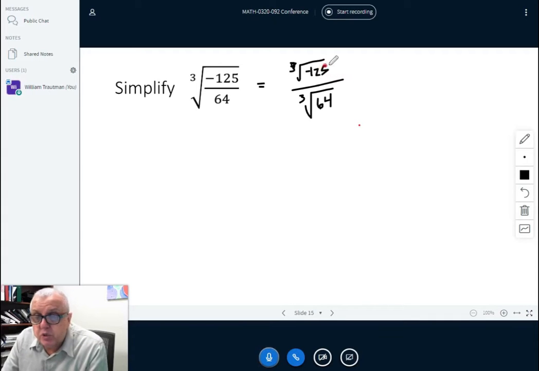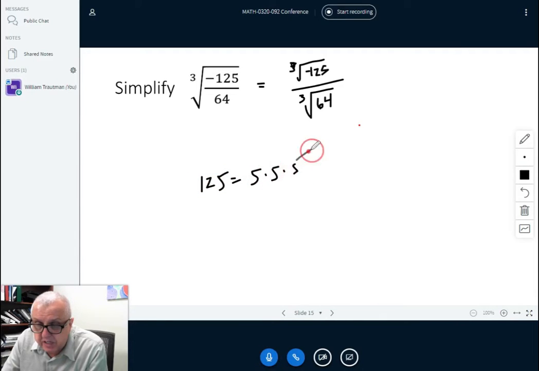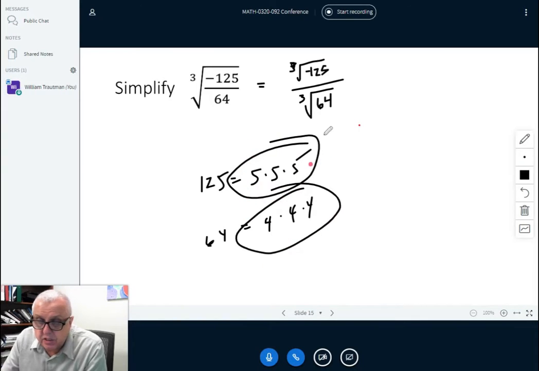Well, the third root of 125 is 5 times 5 times 5. And 64 is 4 times 4 times 4. So each of these have 3, so they pop out. Now, the third root is a negative. And it is true that negative 5 times negative 5 times negative 5 equals a negative 125.